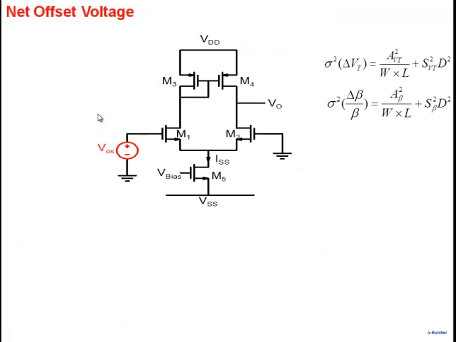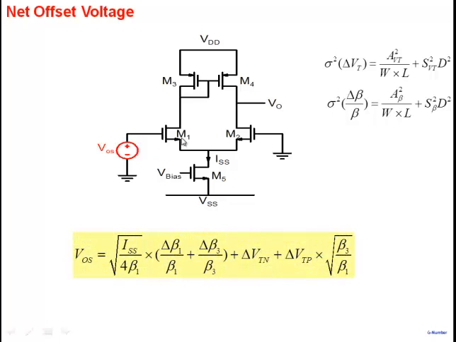So now we have seen all four factors. What you need to do is add them all up: the effects of threshold voltage mismatch, beta mismatch, and so on. You add all of them together and you obtain an expression for the input offset voltage. These are the factors that affect the input offset voltage of a differential pair, and the same factors will affect the input offset voltage of your op-amp.